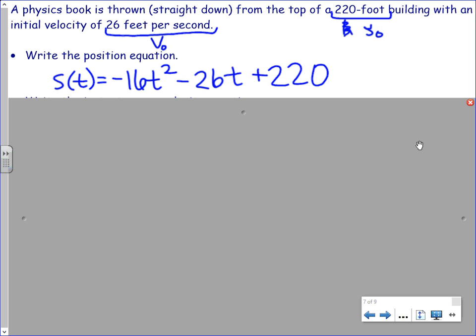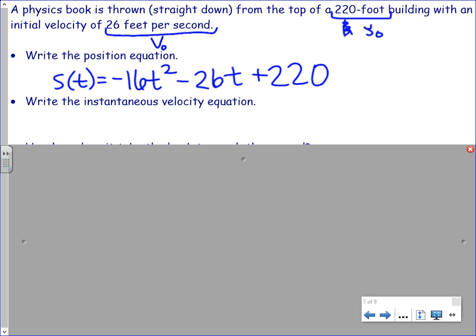The instantaneous velocity equation. Now, I gave you how to set it up. I wouldn't even worry about that. If you have position, you should be able to get velocity just by looking at the derivative. So what's the derivative of -16t squared? -32t. -26. And then the derivative of 220, it's a constant, so 0.